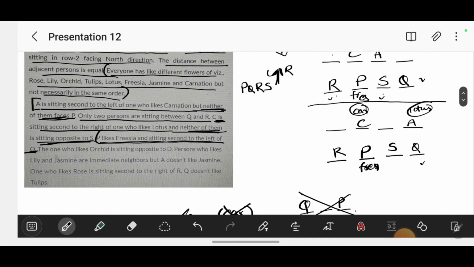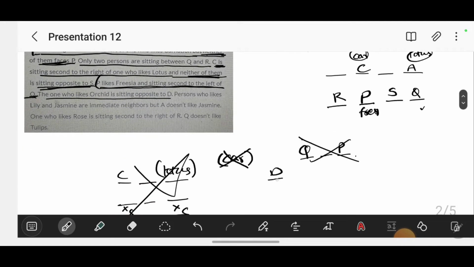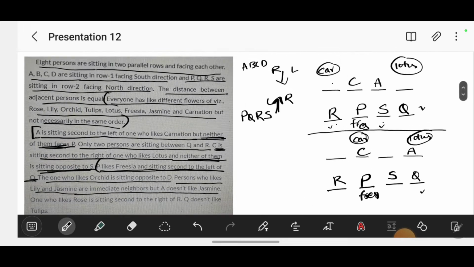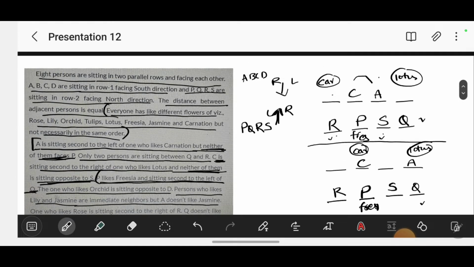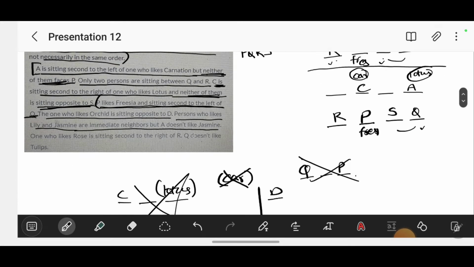Next, the one who likes orchid is sitting opposite to D. He is saying the one who likes orchid sits opposite to D. Take the condition, we'll discuss it later. Next, persons who like Lily and Jasmine are immediate neighbors, but A doesn't like Jasmine. He is saying Lily and Jasmine are immediate neighbors. In this case, there is a chance for Lily and Jasmine here, or here. And in the other case there is a chance here and here only. Right, go with the question.